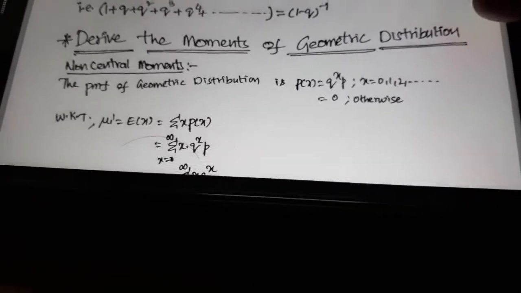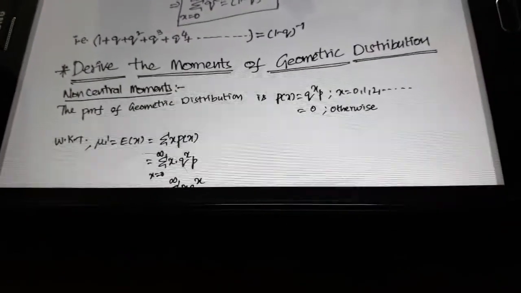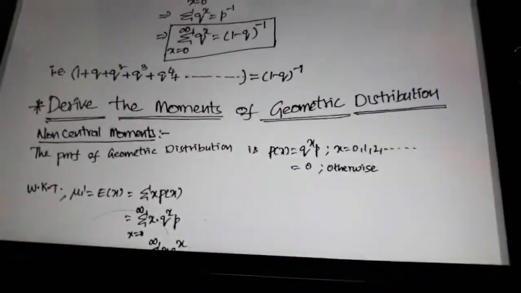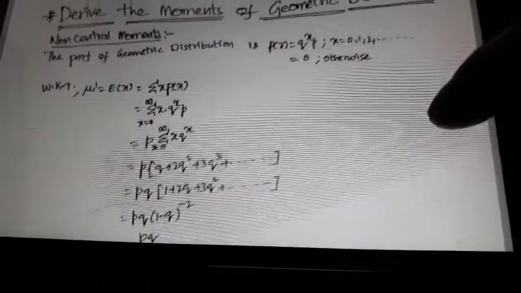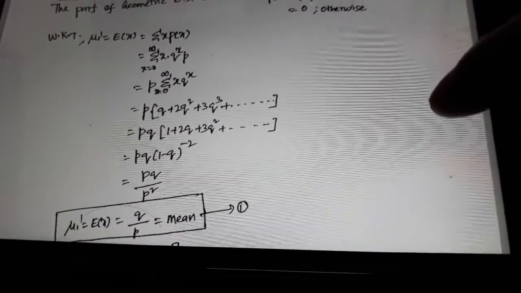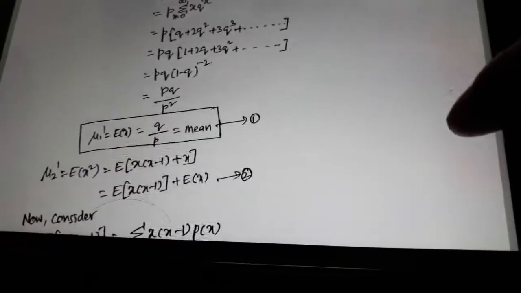So derive the moments of the geometric distribution. One more thing to observe: without mentioning any kind, it is considered the first kind only here. For the PMF of the geometric distribution, consider mu 1 dash, the first moment, expectation of x, summation x into p of x. So q by p is the mean of the geometric distribution.